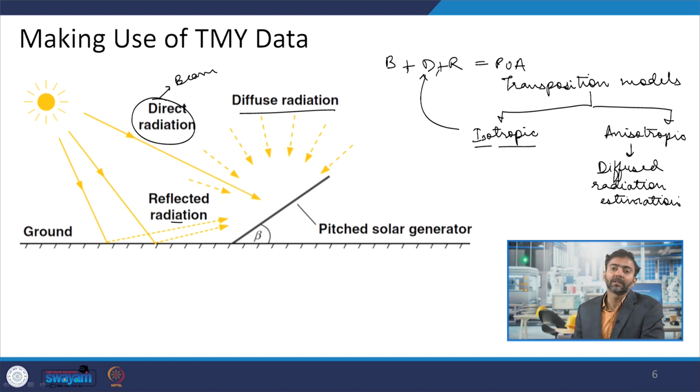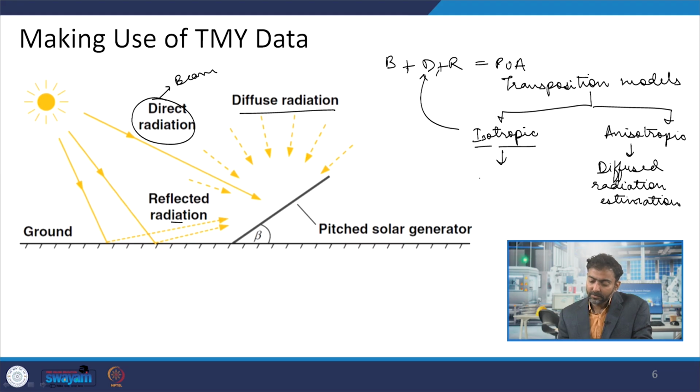However, then the complexity of the model also increases. In this course, we will look at one simple isotropic model because these are simpler. There is a slight error but not much, depending upon the location, how many clear sky days and how many cloudy days there are. There might be some error, but usually you can say 5 to 7% is hardly the error between isotropic and anisotropic models. But isotropic models are remarkably simpler.